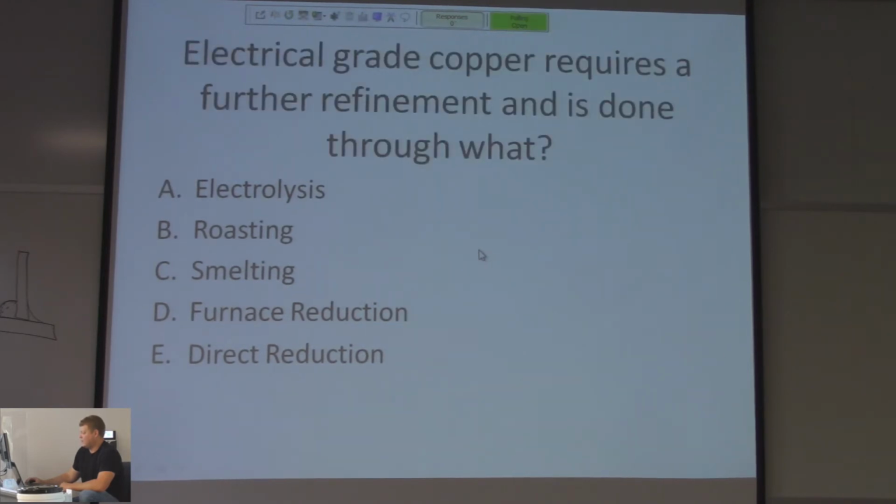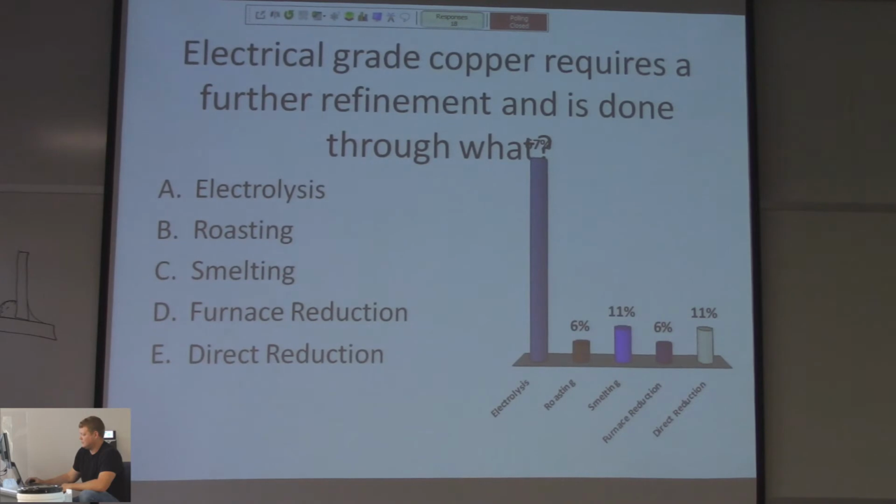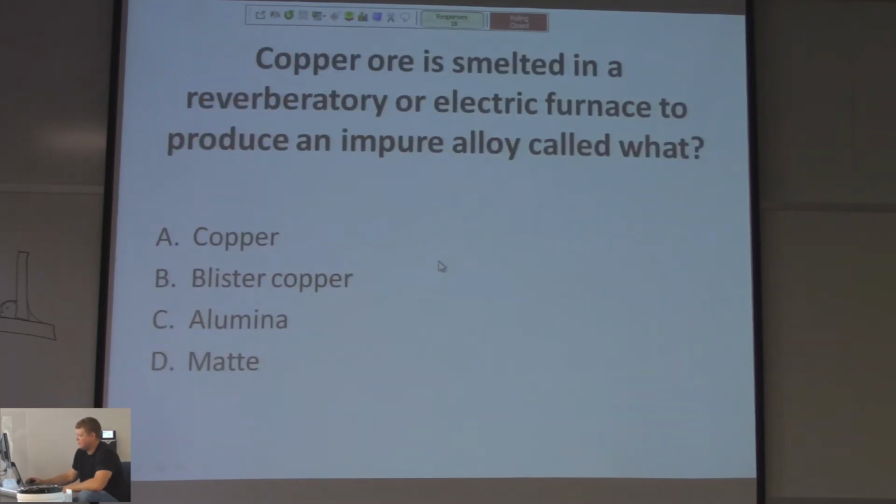Electrical grade copper requires a further refinement and is done through what? Electrolysis, roasting, smelting, furnace reduction, or direct reduction? 2 seconds, hurry up. Alright. Electrolysis, where they put the electrodes down and separate it out. 67% I think it said.